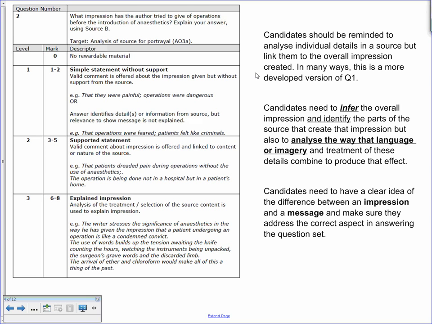Make sure you identify the difference. In most cases, question 2 is going to be focused on impression. So let's have a look at an answer.